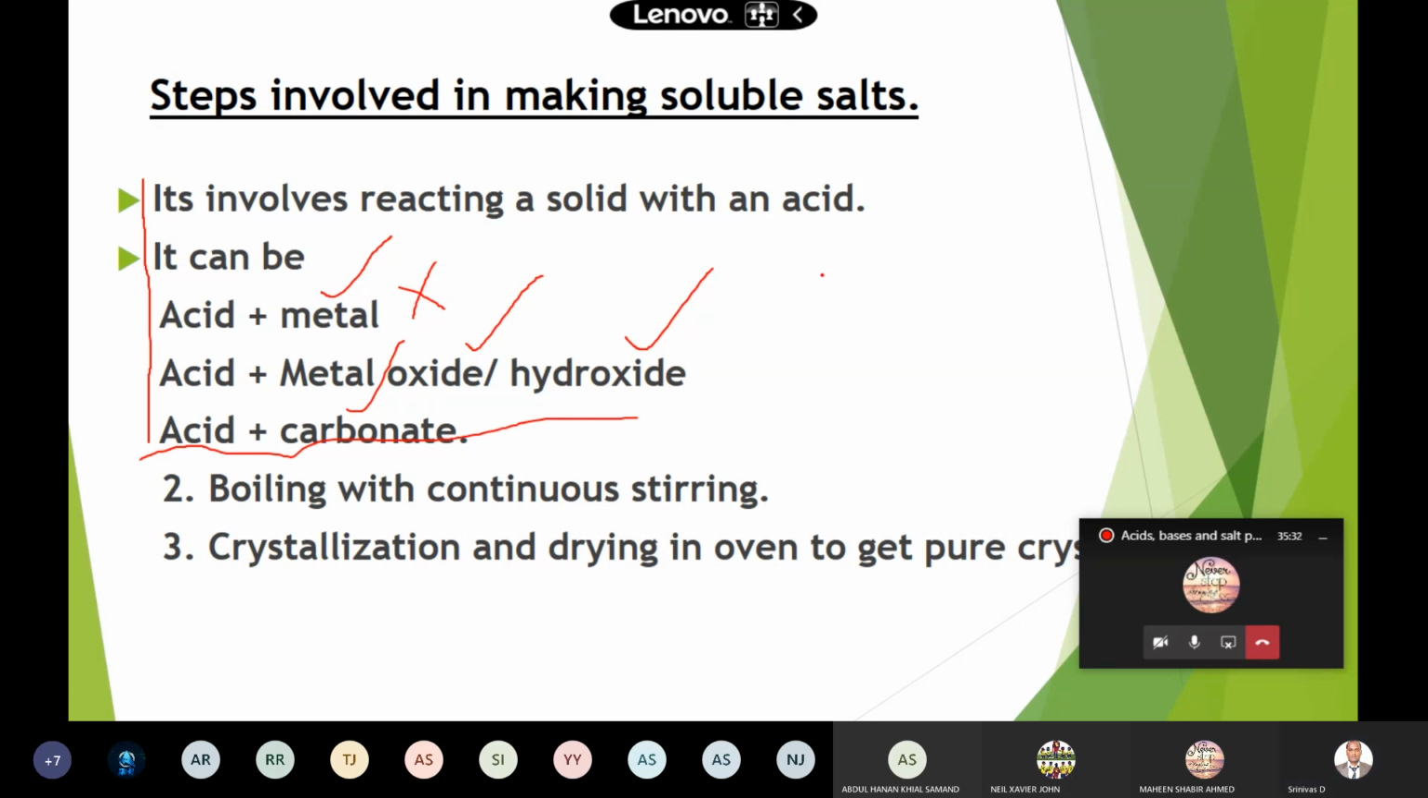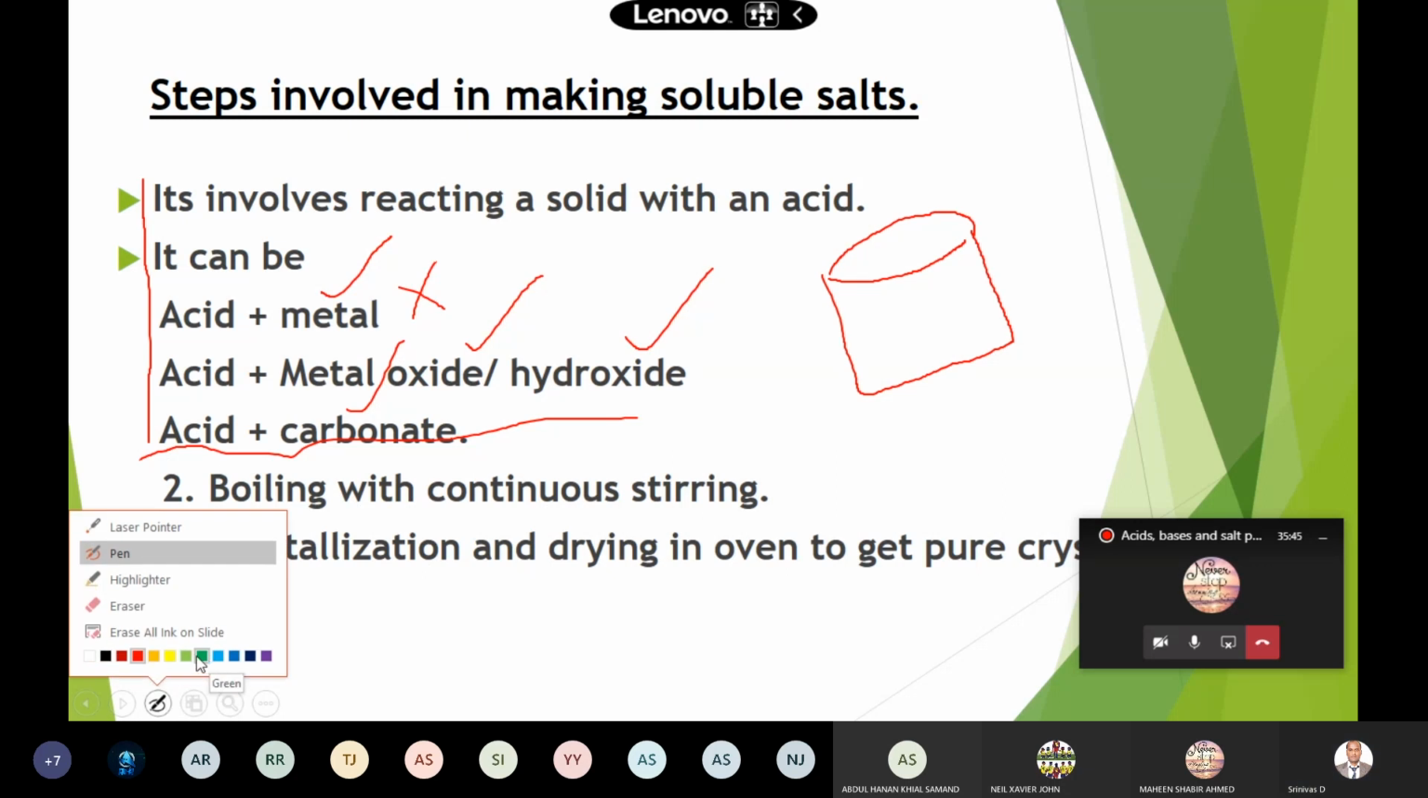Take some acid in a beaker. I'm taking acid in a beaker here. What color of acid? What kind of acid? Colorless acid only. Now you have some acid here.